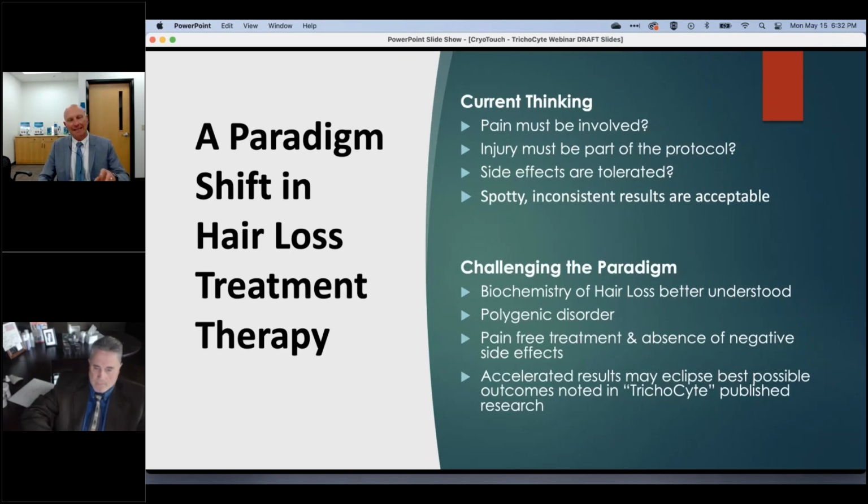And what we'd like to just say to everybody that's listening is, really the biochemistry, while there's still more to learn, there is a lot that's known, and clearly this is a polygenic disorder. And when you look at the approach as described by Dr. Markovici and myself, what you see is that there is a way to deliver a pain-free treatment and without the negative effects that can come with many of the current therapies.